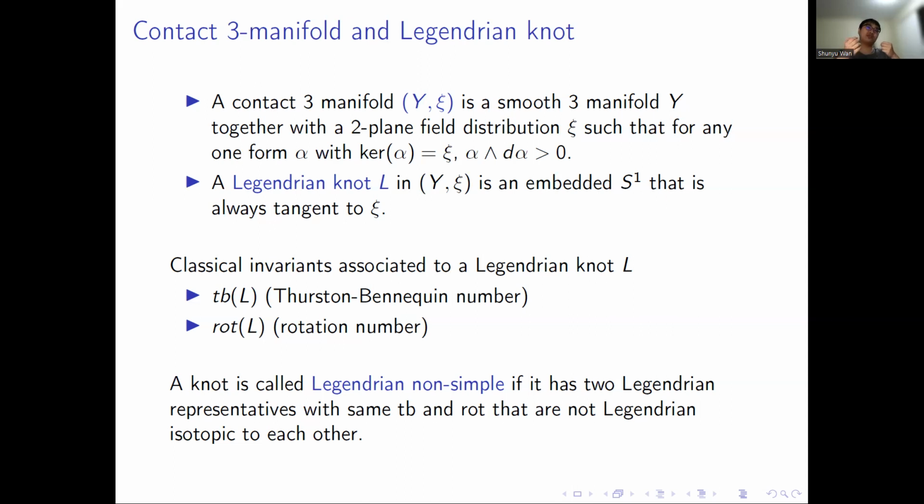One way to tell is using the classical invariants, the TB number and rotation number. But what if those two Legendrian knots have the same TB and rotation numbers? We give a special name to those knots which have two Legendrian representatives with the same TB and rotation numbers but are not Legendrian isotopic. We call those knots Legendrian non-simple. So to find Legendrian non-simple knots, we need a better invariant for Legendrian knots. So that's how the LOSS invariant comes onto the stage.